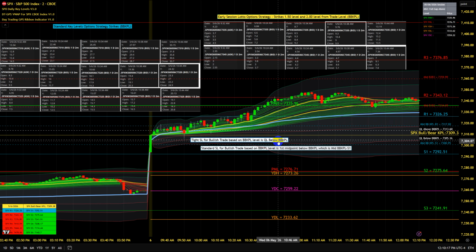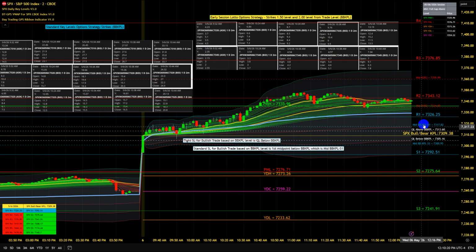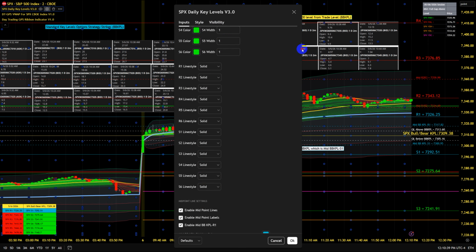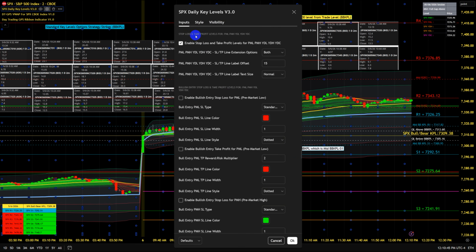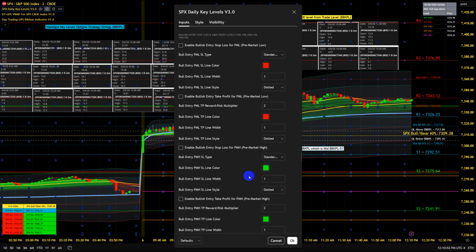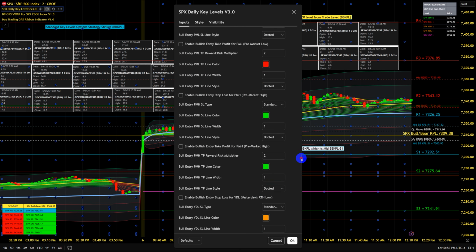Now let's talk about stop losses. Stop losses with this indicator on main key levels, being the bull bear KPL, the R levels, and the S levels, are done with the QL levels and the midpoint levels. Stop losses with the contextual levels are done through the user control panel, in the section for taking bullish and bearish trades off of those levels. So you simply go down to the stop loss and take profit levels for PML, PMH, YDL, YDH, and YDC. It starts off with a bullish entry section, followed by a bearish trade entry section.